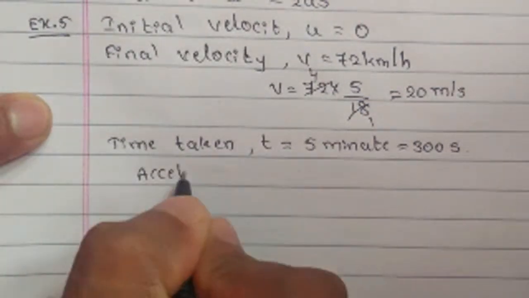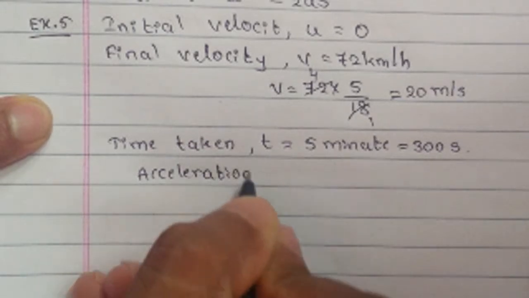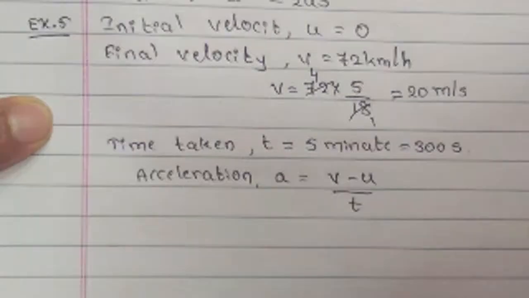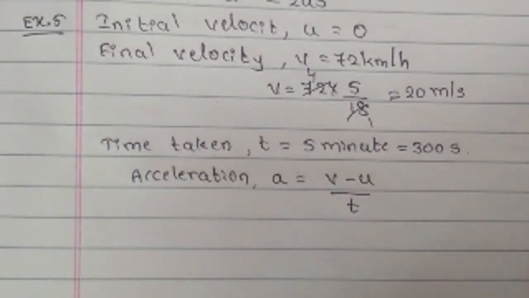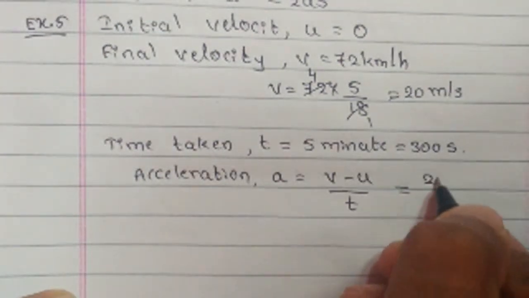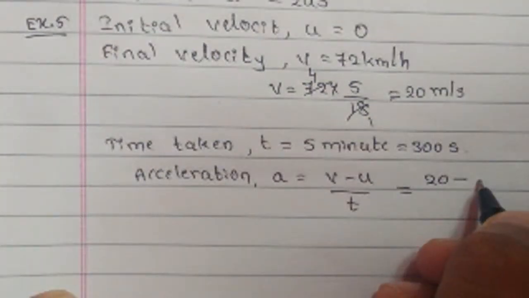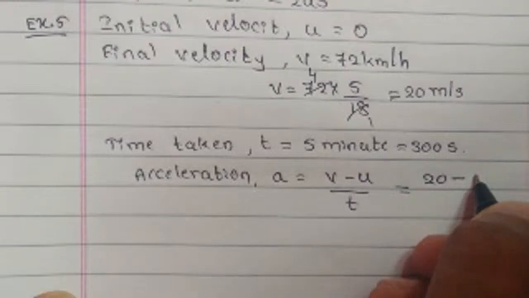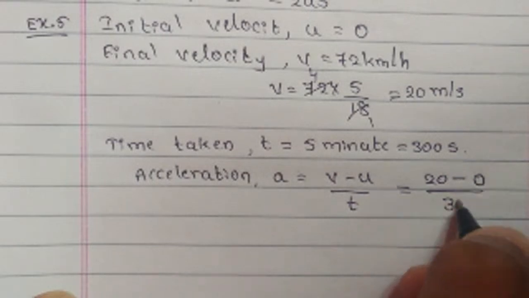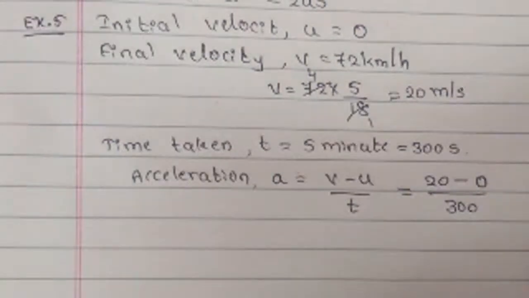Acceleration, a, equals v minus u divided by t. Now substitute the values and comment me the answer. So v value is how much here? Final velocity is 20, minus initial velocity; the train is starting from rest, therefore initial velocity is 0, divided by time taken, which is 300 seconds. Just simplify that.